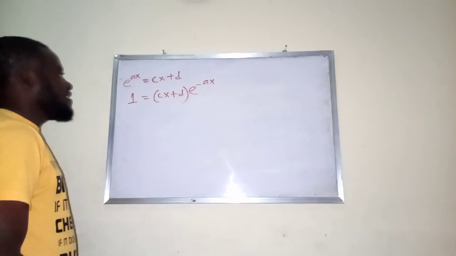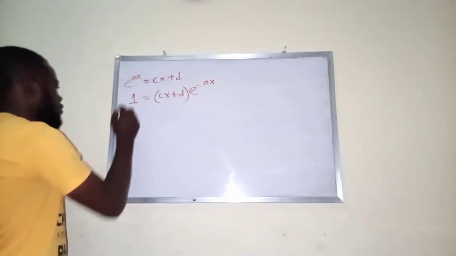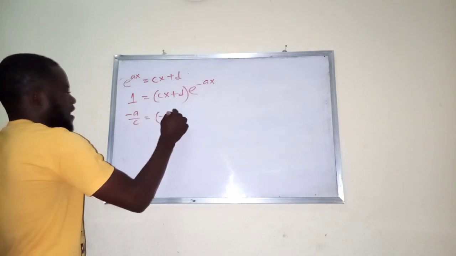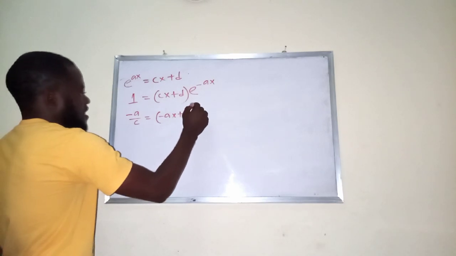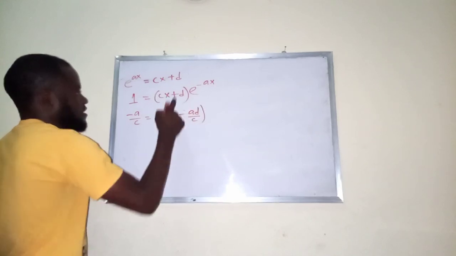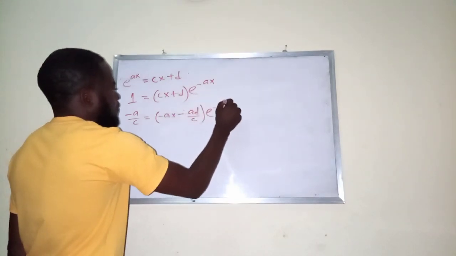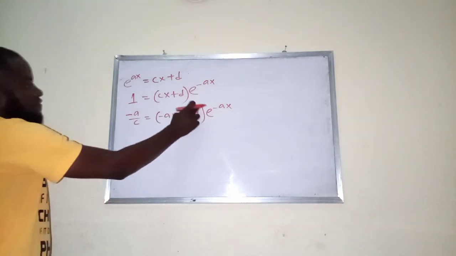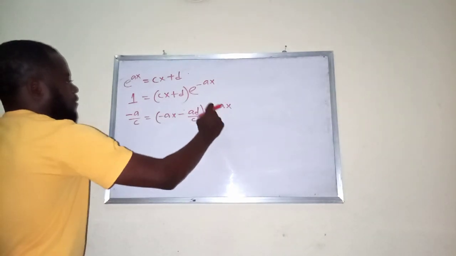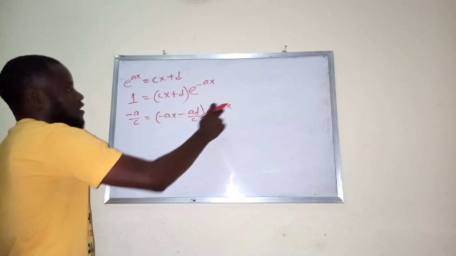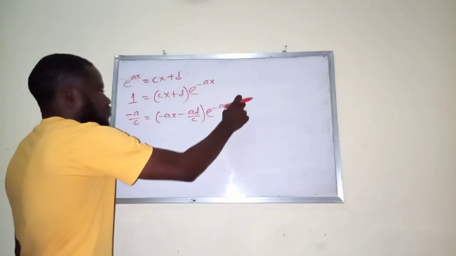So divide both sides by negative a divided by c. So this will become negative a over c to equal, this will become negative ax plus negative a times d, negative ad all over c. Then we have e to the power of this. If this should be the case, what else can I do? Now I want to have this complete expression, negative ax minus ad over c, to be the same thing as what will be here.